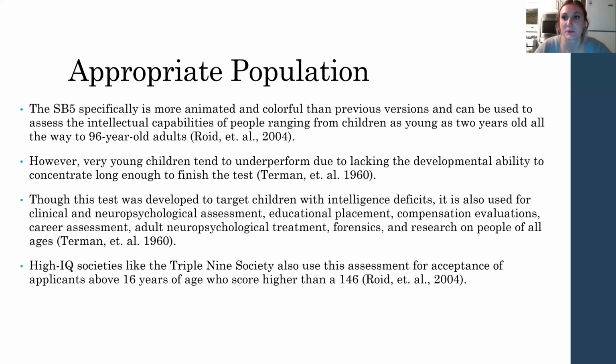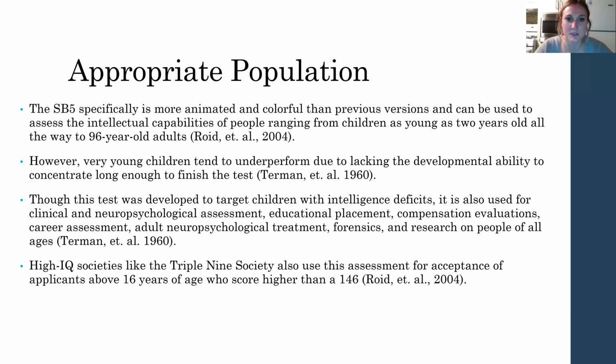But the SB5 specifically was much more animated and colorful than previous versions, so it can be used for kids as young as 2 years old to assess early developmental delays. However, they have found that very young children tend to underperform on this test in comparison to other average groups. Their average score is a little bit lower because developmentally they don't have the capacity to finish a 60-question test at 2 years old. So some of that validity is questioned when you use it in younger populations.